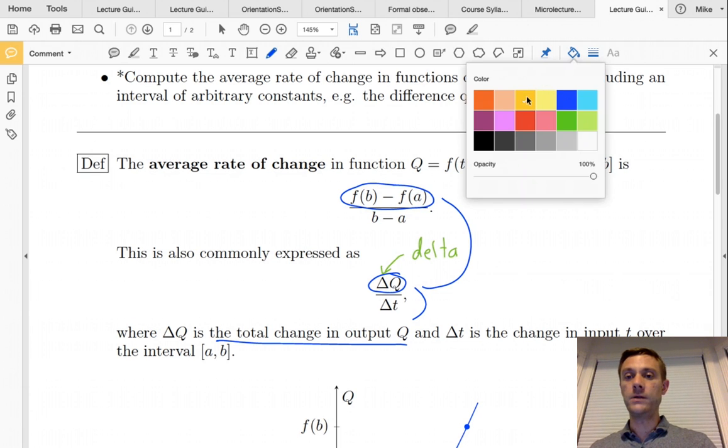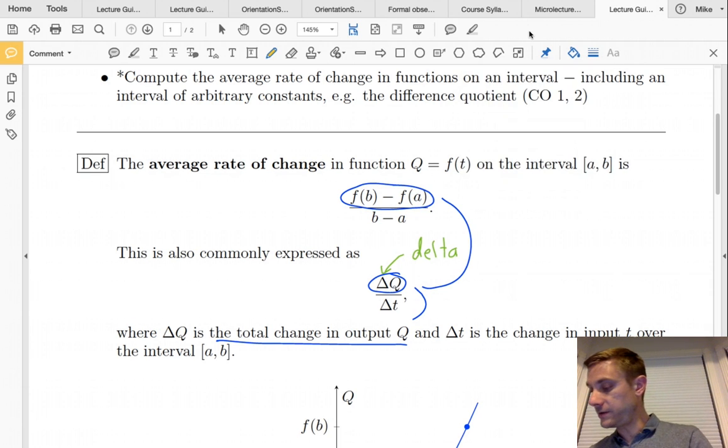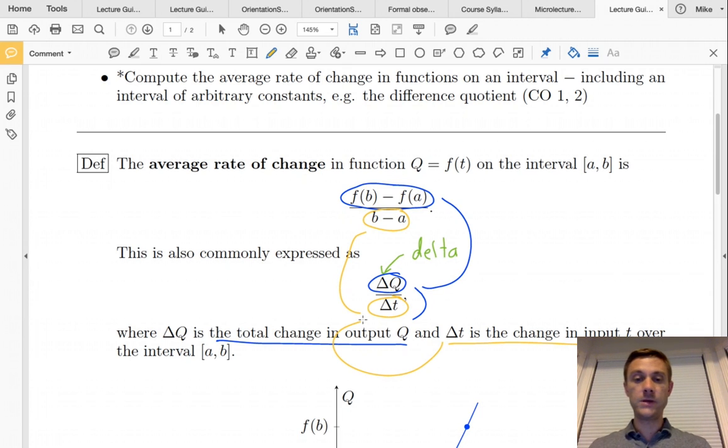And then clearly we could do the same thing for the thing on the bottom. Delta T is the change in input over some interval. So we're talking about delta T or just that computation. So these mean the same thing.